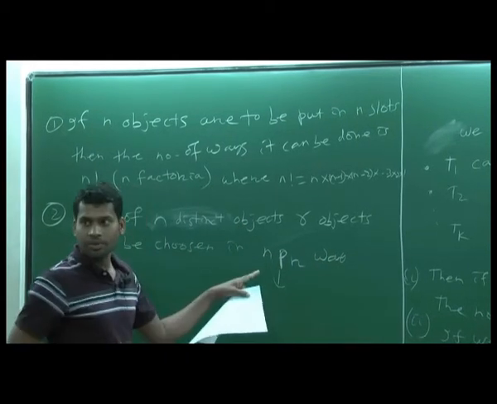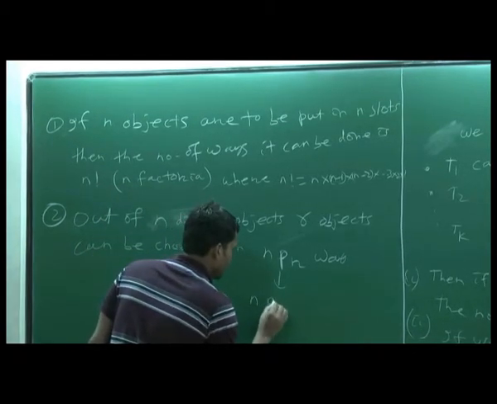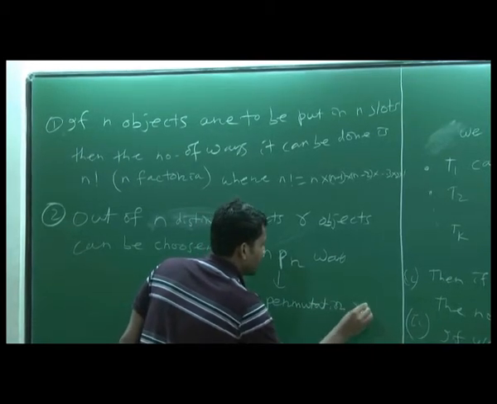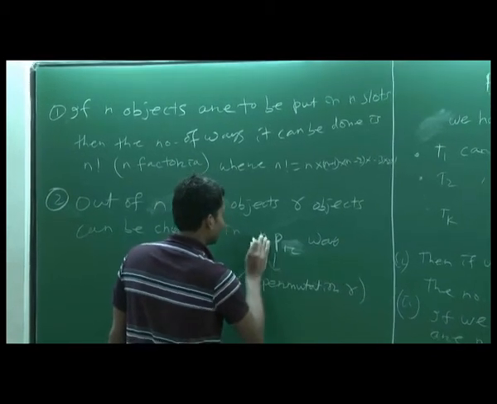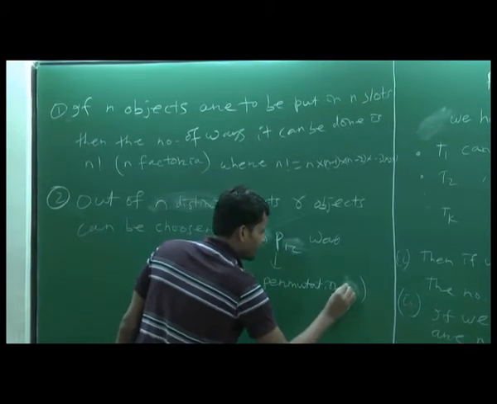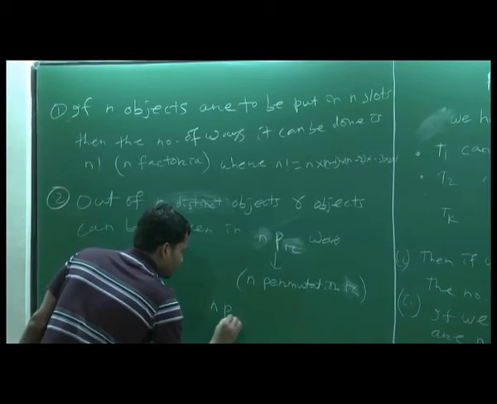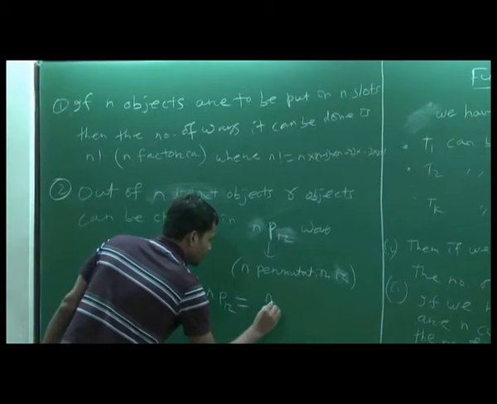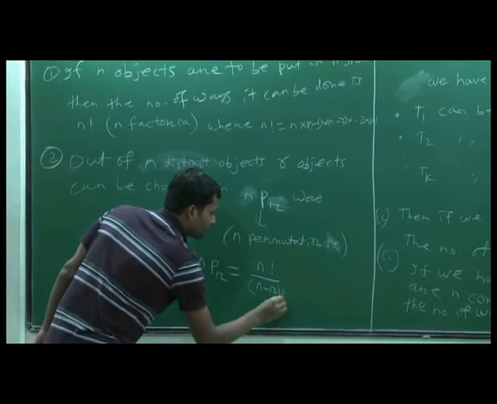This is nPr, n permutation r. And what is this nPr? nPr is equal to n factorial by n minus r factorial.